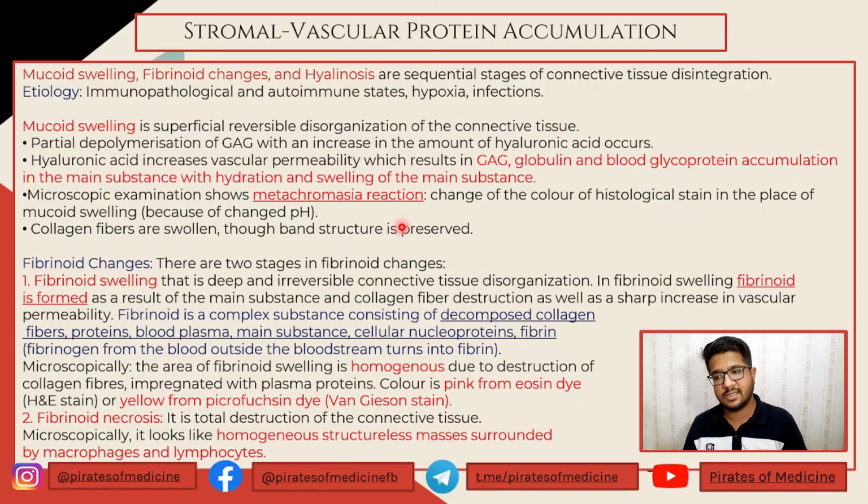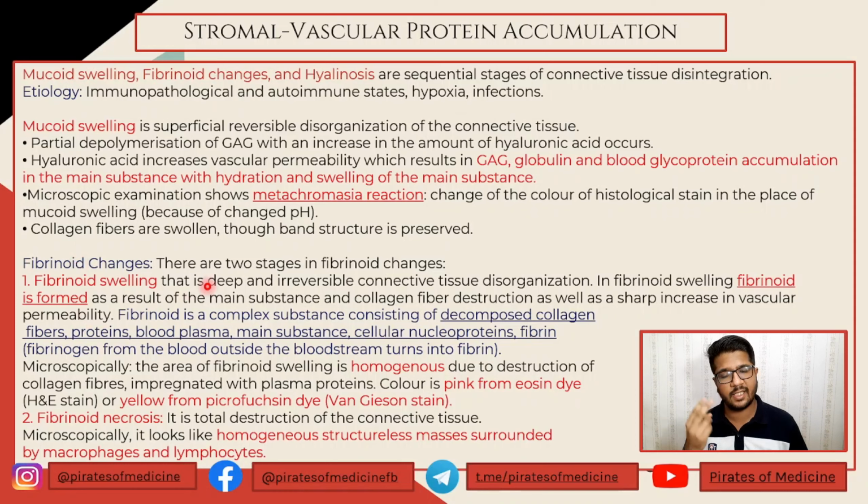Now, what happens in this is the change of color of histological stains in the place of mucoid swelling. Due to accumulation of substance inside the tissue, due to increased vascular permeability and disorganization of GAGs, a lot of acids accumulate inside the tissue, which change the color of the histological stain from the normal stain, which is called metachromasia. Okay, then we have fibrinoid changes.